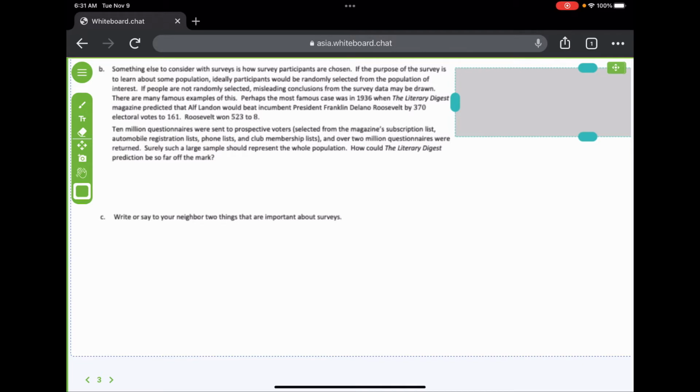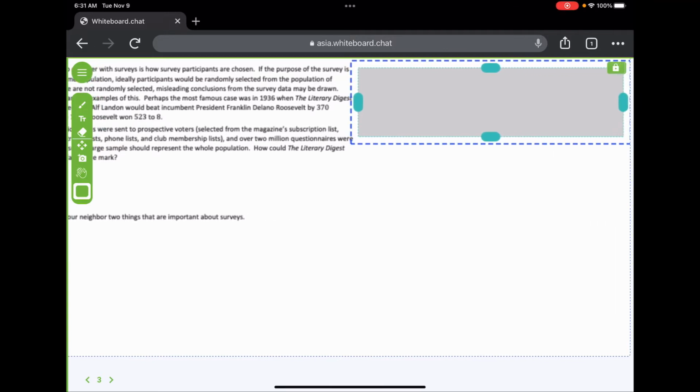10 million questionnaires were sent to prospective voters, selected from the magazine subscription list, automobile registration list, phone list, and club membership list. And over 2 million questionnaires were returned. So 10 million sent, 2 million returned. Surely such a large sample should represent the whole population. How could the Literary Digest prediction be so far off the mark? Okay, so what could have gone wrong there?